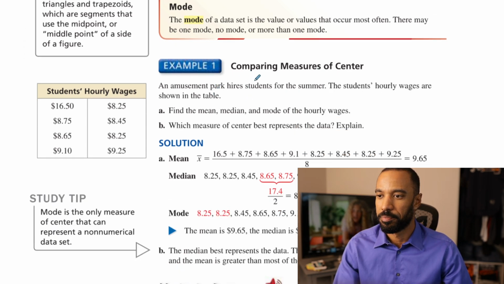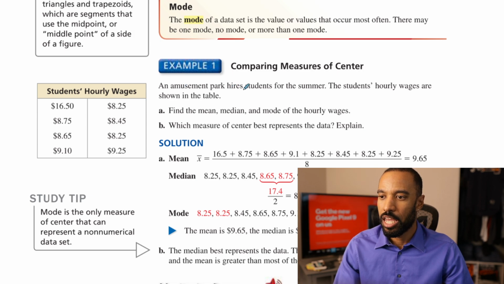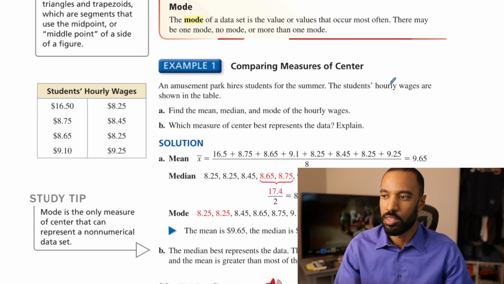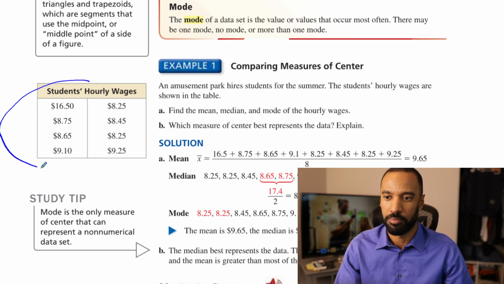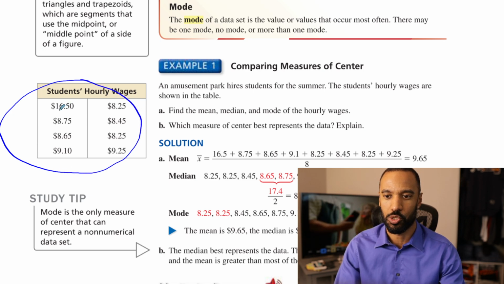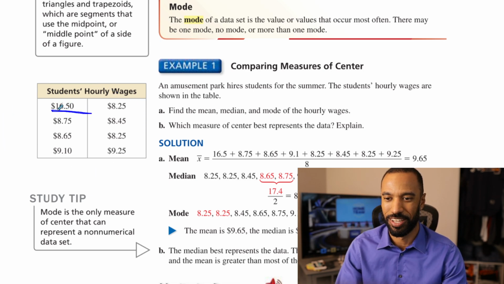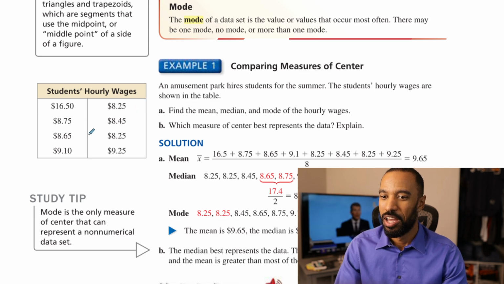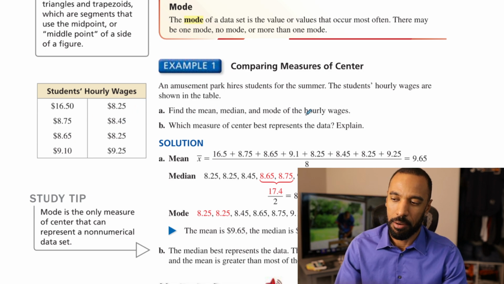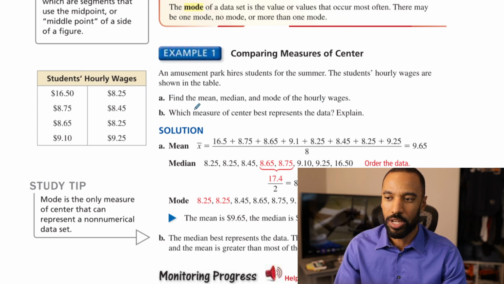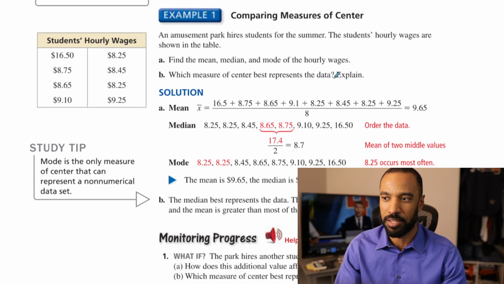Comparing measures of center. Here's an example. An amusement park hires students for the summer. The students' hourly wages are shown in the table. This is how much they get paid. Why is this one significantly more than the others? Anyway, hope that's not a typo. Find the mean, median, and mode of the hourly wages. Which measure of center best represents the data?